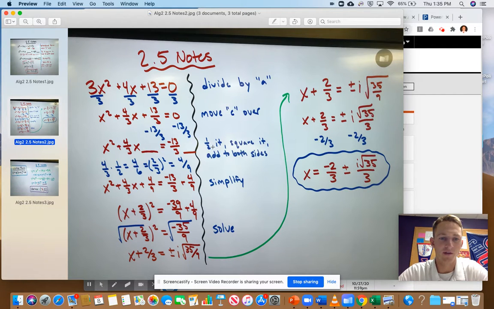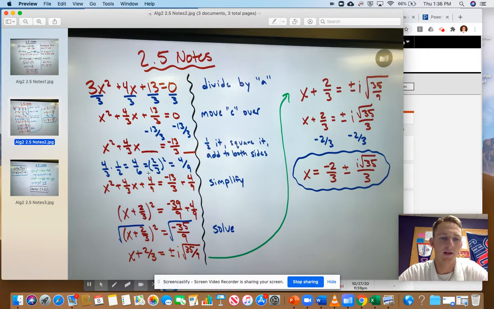What do we fill in this space? We're going to use the b value, so this positive 4 over 3. We're going to half it, square it, and add it to both sides. So halving a fraction, or cutting a fraction in half, we're going to multiply by 1/2. 4 times 1 is 4, 3 times 2 is 6. We can simplify this to 2/3 because 2 goes into 4 twice, 2 goes into 6 three times. So we have 2/3. Now we're going to square it, and that's 4 over 9.